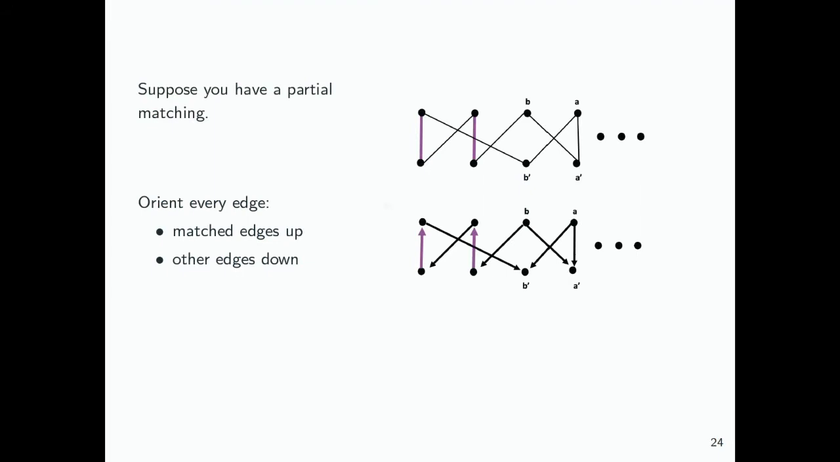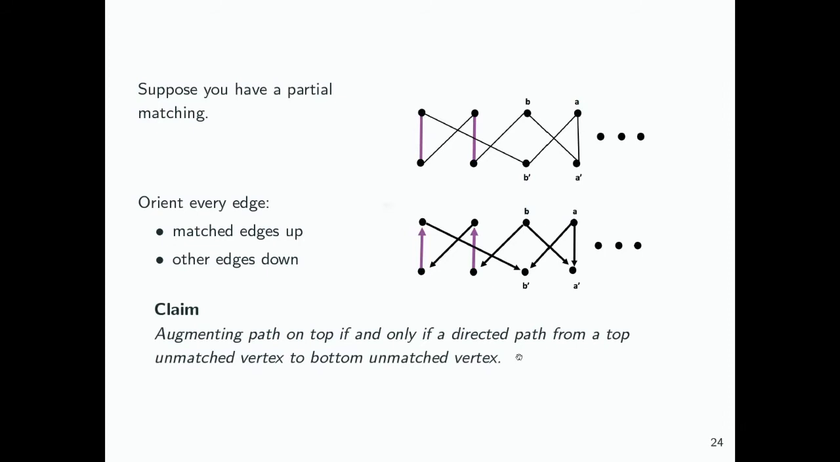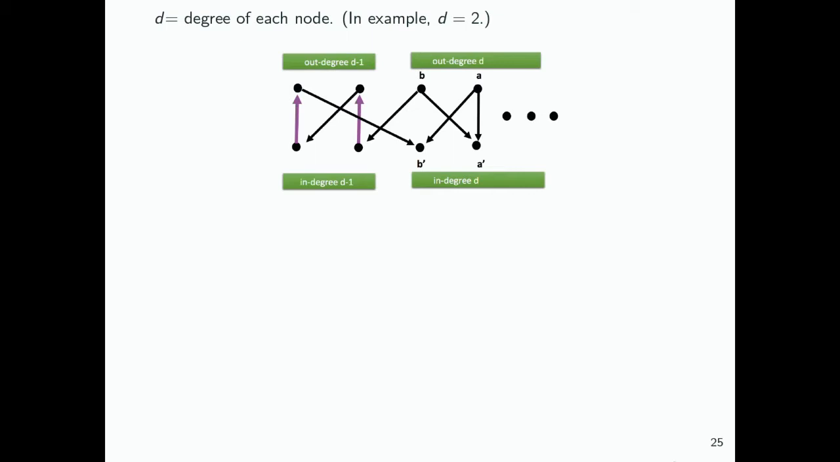So it's going to be a series of steps till I get to the actual construction. But here, let's go. So suppose you have a partial matching. First thing you're going to do is orient every matched edge up and all other edges down. So it's kind of immediate that if there's an augmenting path in the top graph, then there's a corresponding directed path in the bottom graph. And the other thing I want you to observe right now is, we have the vertices that are unmatched and the vertices that are matched. So in this directed graph, the top unmatched vertices each have out degree d. The bottom unmatched vertices each have in degree d. In my example, d is 2, because the degree of every vertex is 2. And the top matched vertices have out degree d minus 1. And the bottom matched vertices have in degree d minus 1.